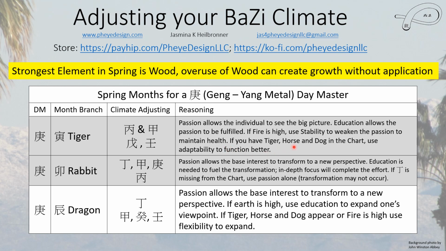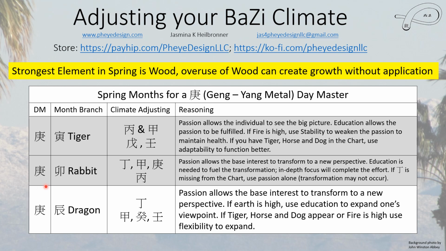Now, if you have the tiger, horse, and dog, all three in your chart, then you need to be able to adapt better. You need to be more flexible, either in your schedule or in how you think about a given problem, so that you're able to function better in the real world.